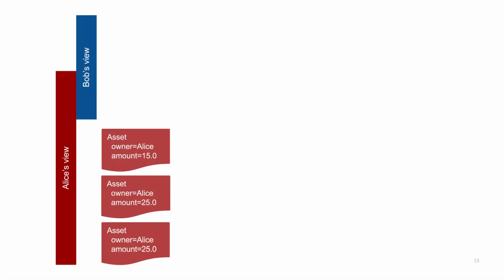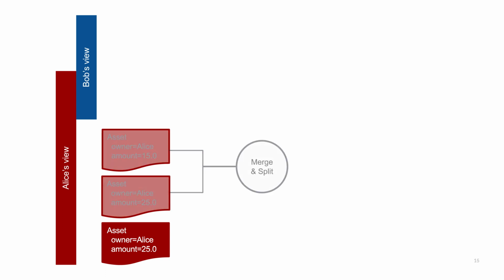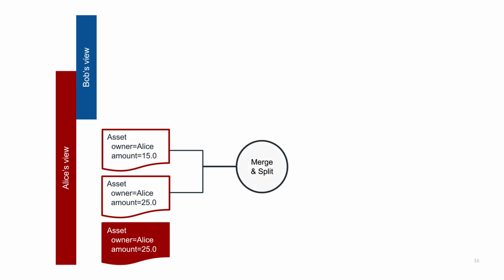The same goes for Alice and Bob. Let's say that Alice has 3 asset contracts with the values of $15, $25, and $25. If Alice wants to transfer $30 to Bob, she can first merge her existing assets of $15 and $25 to create $40. In this process, Alice's $15 and $25 contracts are archived, or in other words, they are spent.